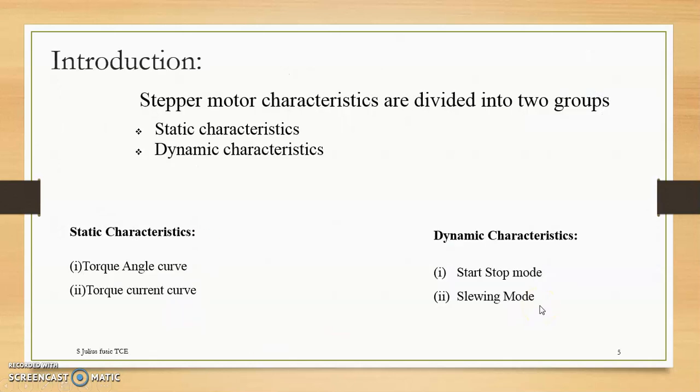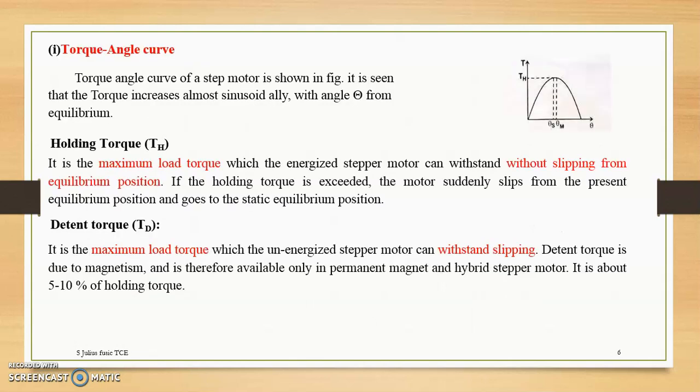Okay. So next we will go with the characteristics of your stepper motor. Normally the characteristics of any machine can be classified into 2 types. One is static and another one is dynamic. Static means irrespective of time, how the parameters in the system get changed. Dynamic means considering the change in time, how the parameters get changed. So the static will be classified into 2 types. One is the torque angle curve and another one is the torque current curve.